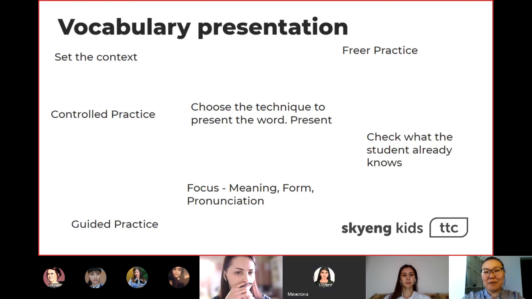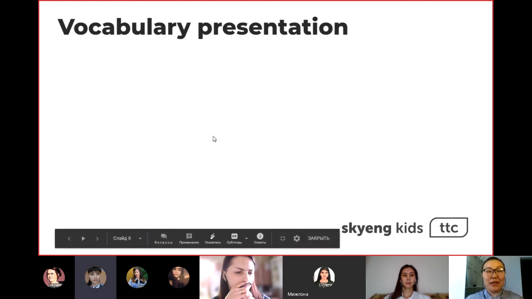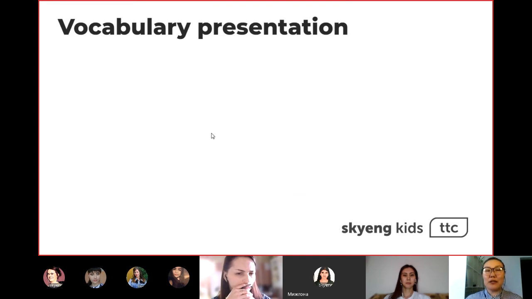Any other ideas about vocabulary presentation? Okay, so we have listened to some of the ideas. Now let's check them. So the very first step when you present new vocabulary is set the context. Okay, now let's discuss the example of school objects that we had in the very beginning of our workshop.